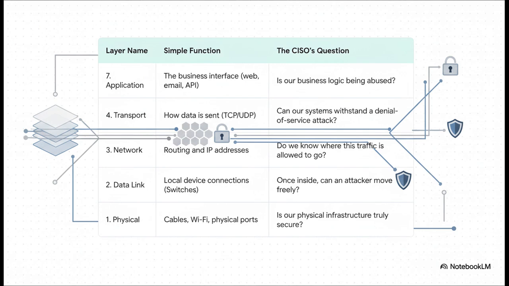Now, this is where it gets really practical for you as a leader. Take layer 3, the network layer. Your tech teams are going to be talking about IP addresses and subnets, but your question, the CISO's question, is different. It's, do we actually know where this traffic is supposed to be going? See how that works? It elevates the whole conversation from the technical weeds up to risk management. That's the power of this model.